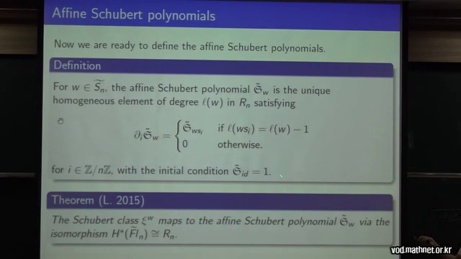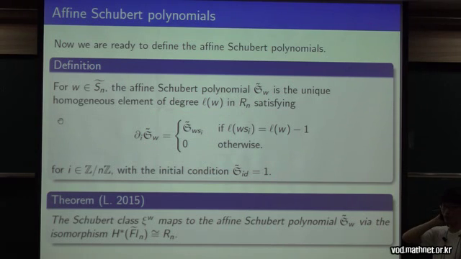Then you can define an affine Schubert polynomial that corresponds to the Schubert basis as a solution of this operator. This partial_i of affine Schubert of w is affine Schubert of w s_i when the length decreases by 1, and it's 0 otherwise. We also impose the condition that the degree of the affine Schubert polynomial for w is the length of w, and the initial condition is that the identity is 1. These equations uniquely determine a solution, and the answer is called the affine Schubert polynomial.